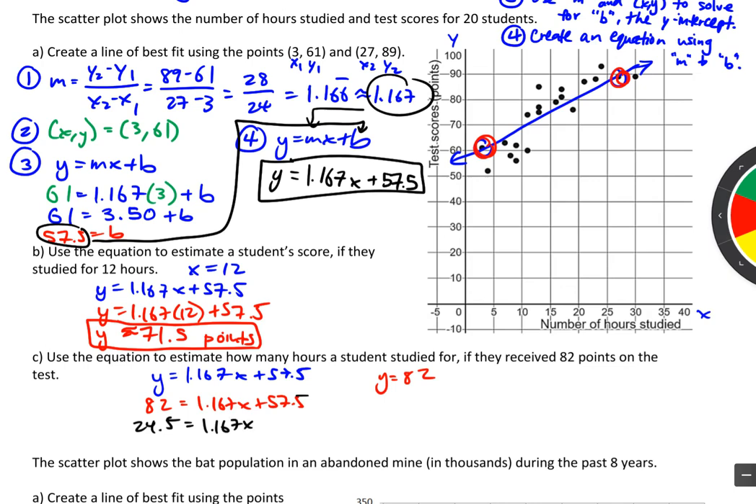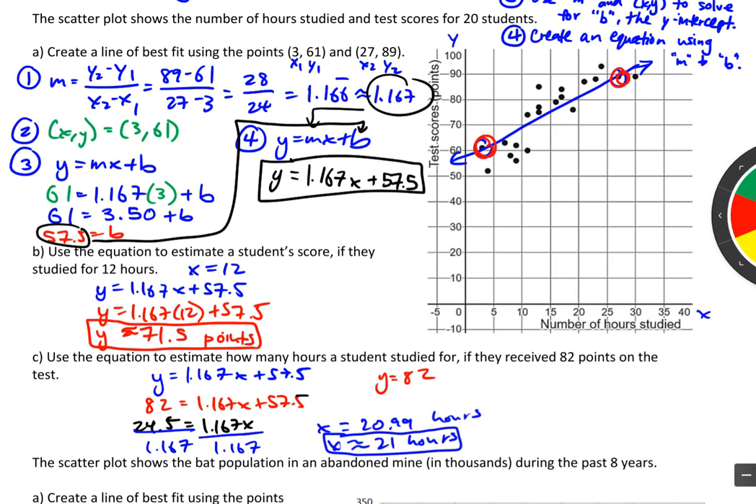Okay, then we need to solve for x, so we need to divide. We're going to divide by 1.167. And then x is going to be, let's see what that is, about 20.99. I'm just going to round this. If I wanted to be specific, this is 20.99 hours, so approximately 21 hours. So that means in the context of this word problem, he will receive 82 points if he studies for approximately 21 hours.